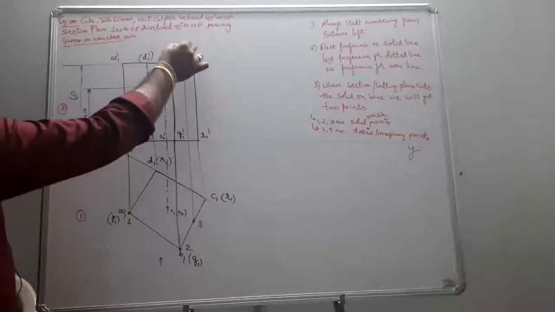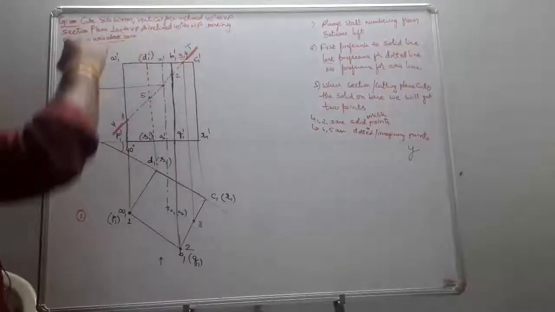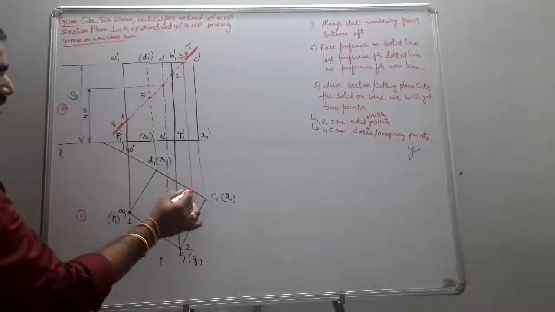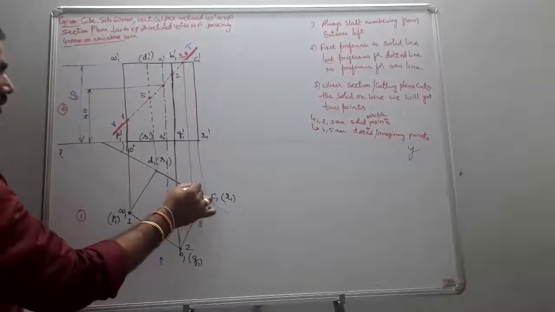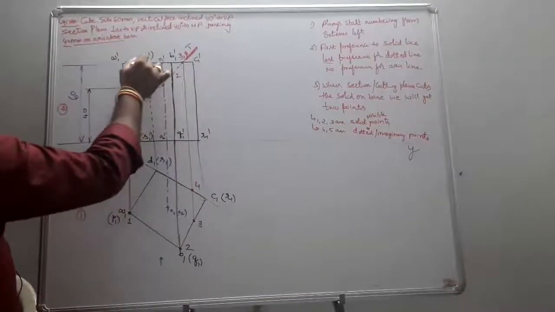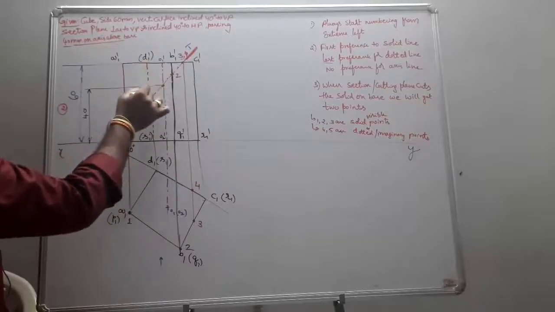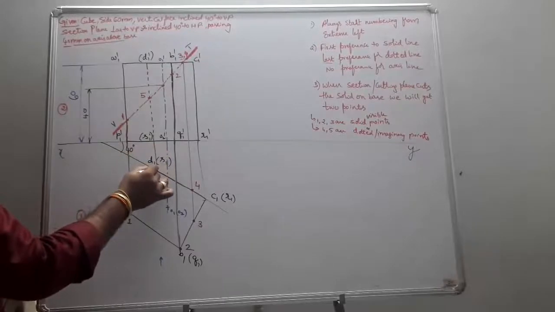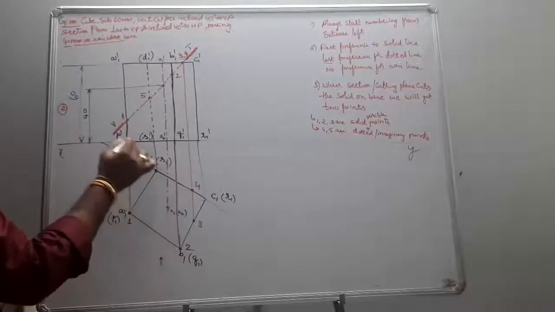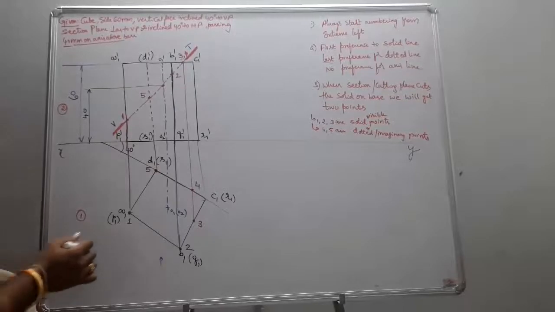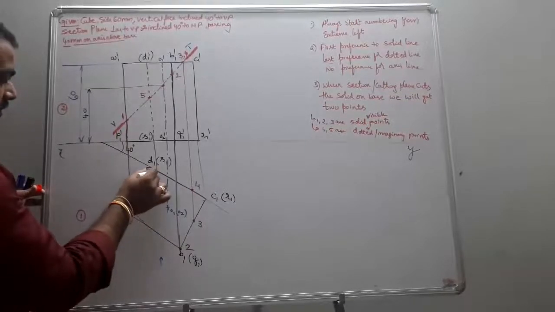Next, point 4 is in between C and D. In between CD, you obtain point 4. Next, point 5 is obtained on DS. So you project that point 5 here. This becomes point 5. Now join all the points in sequence.